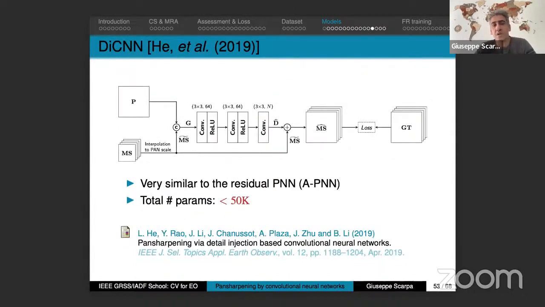There is not much to say about this other network, the ICNN, that is very similar to our APNN. This has three layers, but there are slightly different hyperparameters that make the network a little lighter with respect to APNN. And there is no target adaptation here, of course.